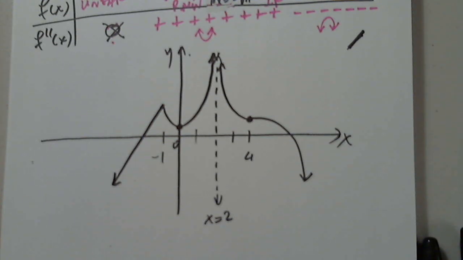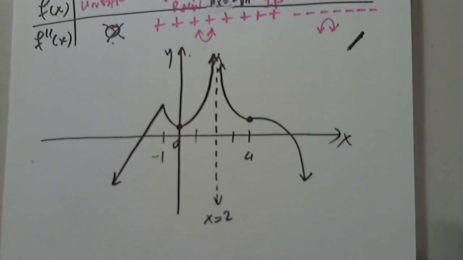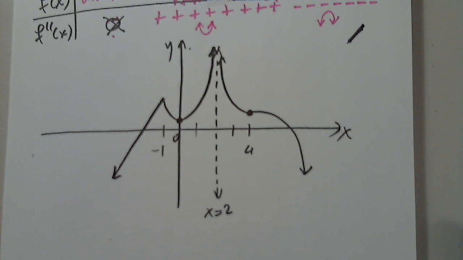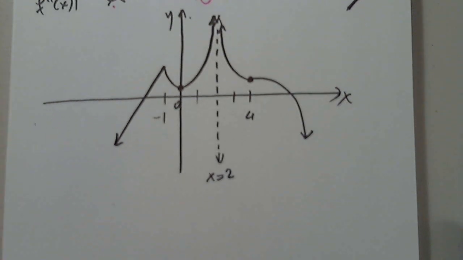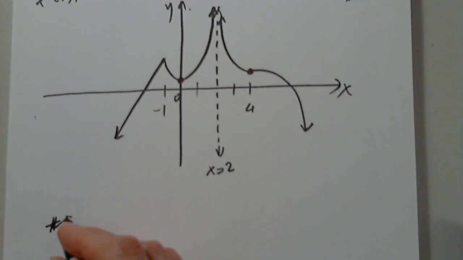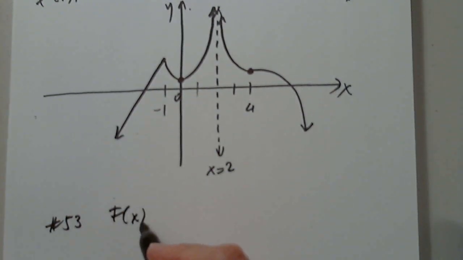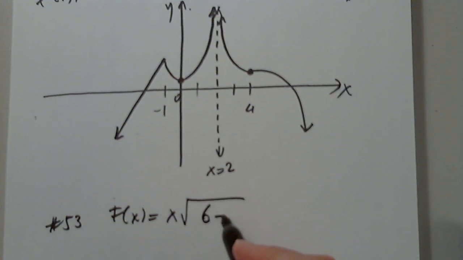Anyone would like to choose? If not, I will. 53. Very good. This one with the radical? Is that the one? Yes. I hate radicals. Okay, perfect. f of x equals x times the square root of 6 minus x. Perfect.